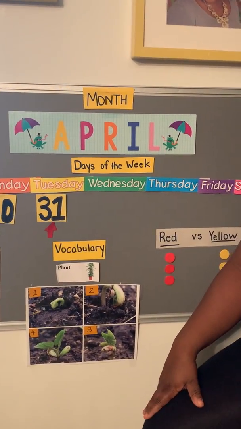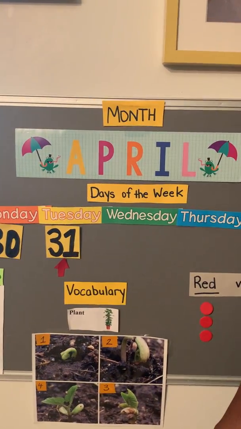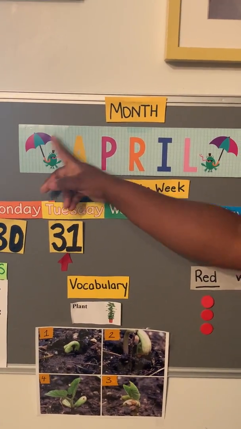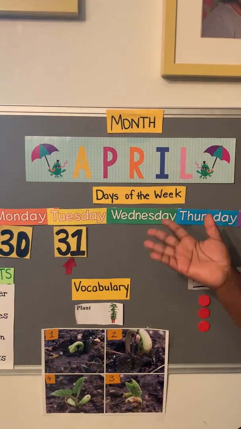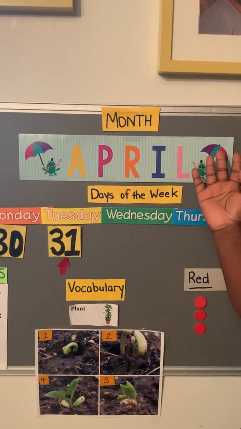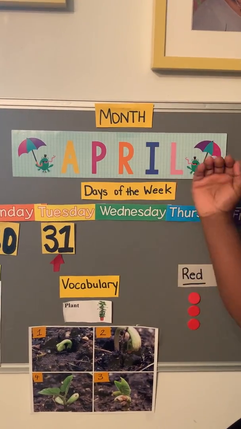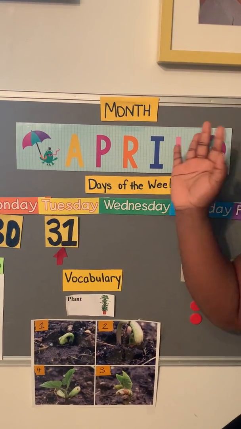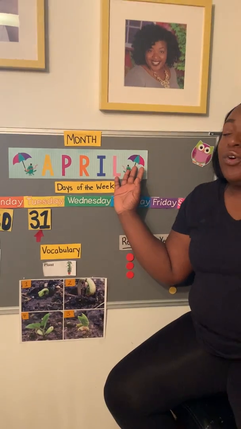We are in the month of April. What do you notice on our month of April? What do you see here? We see a frog, and he's holding up umbrellas. Why do you think the frog is holding umbrellas? What do you think is happening? It might be raining, right? And that's why you carry an umbrella, for the rain. And in April, it rains a lot.